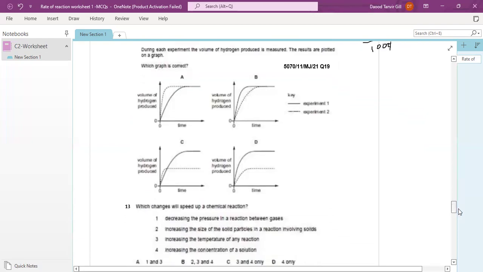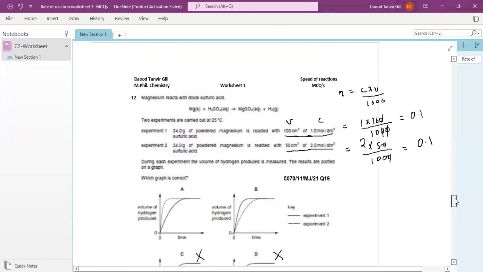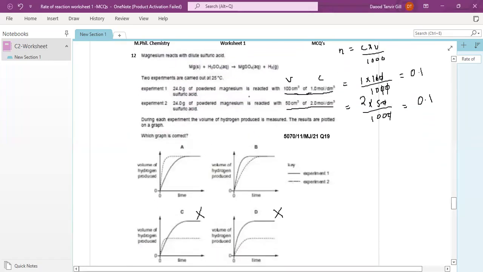C and D show that there is a change in volume, so these both are incorrect because, according to the reaction, the volume of hydrogen is totally dependent on the moles of sulfuric acid. Since the moles are the same, the amount of volume would stay the same, and the only difference would come in the rate of reaction. Since in experiment number 2 the concentration is higher, the graph would be steeper in this case.